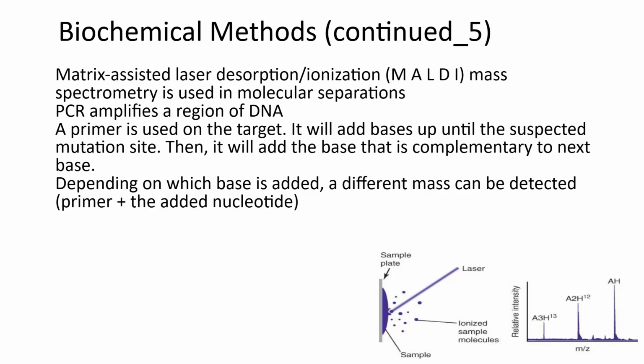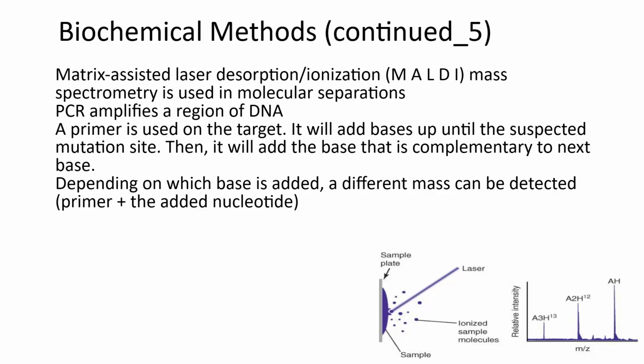Matrix-assisted laser desorption ionization mass spectrometry is used in molecular separations. So PCR amplifies a region of DNA. A primer is used on the target. That primer is going to add bases up until the suspected mutation site. Then it's going to add the base that is complementary to the next base, the mutated base. Depending on which base is added, a different mass can be detected. So it'll detect the primer plus that additional nucleotide.